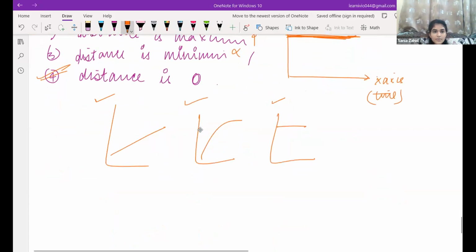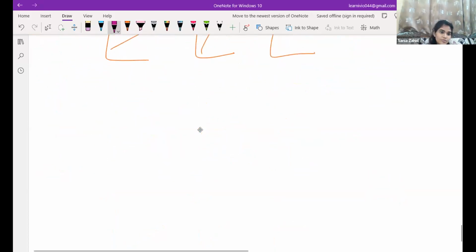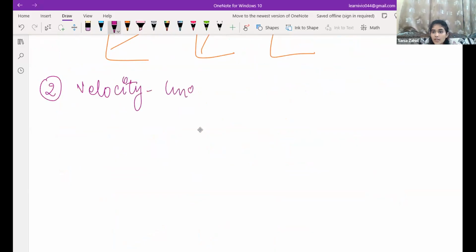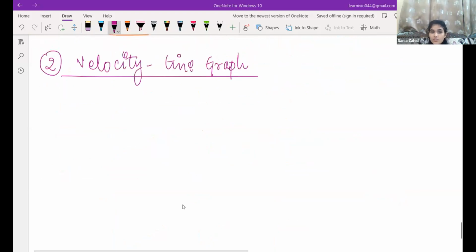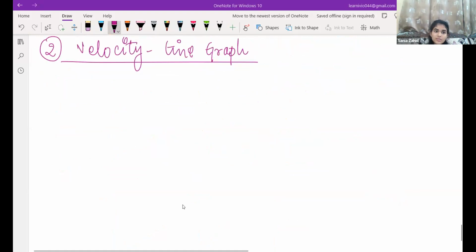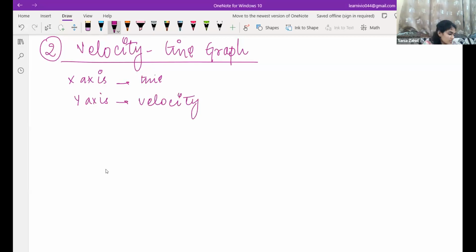Okay. So the next thing that we have is velocity time graph. The second graph is velocity. Atheeb, next is velocity time graph. So what is the x-axis? The x-axis tells you the time, and the y-axis tells you the velocity. Okay, do you understand this? Yes, ma'am.